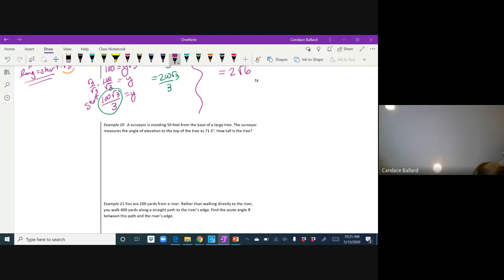All right. So a surveyor is standing 50 feet from the base of the large tree. The surveyor measures the angle of elevation to the top of the tree is 71.5 degrees.